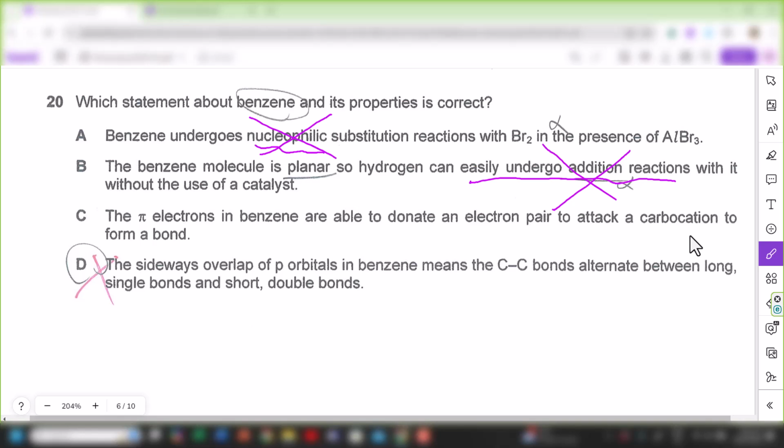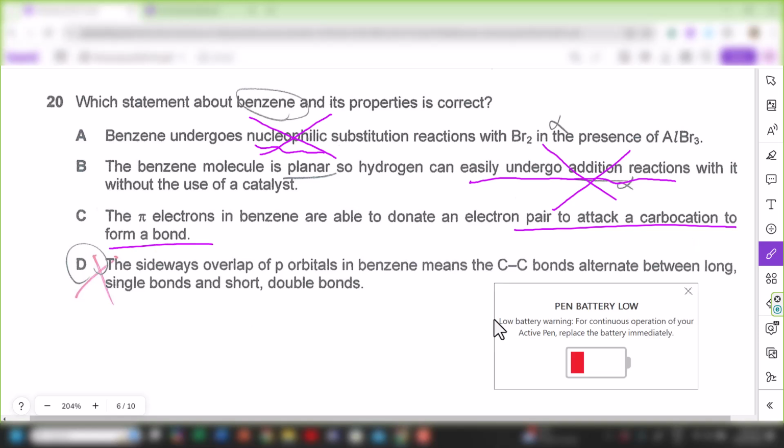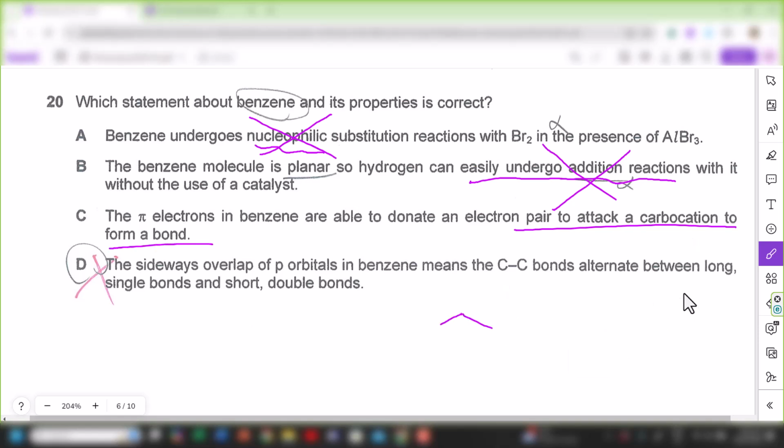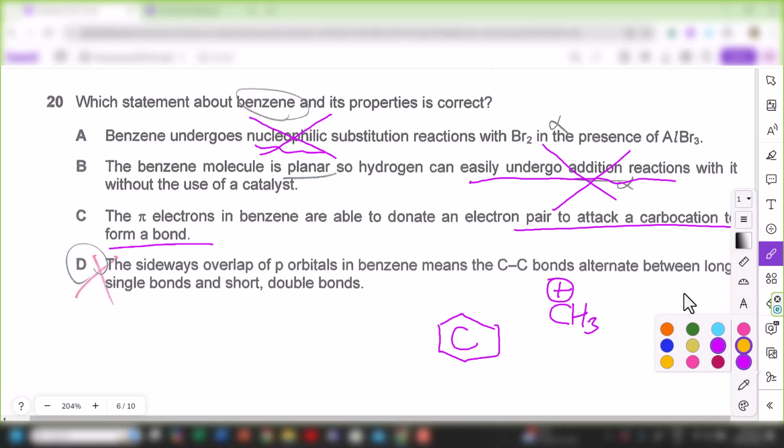The pi electrons in benzene are able to donate an electron pair to attack a carbocation to form a bond. This is true, right? For example, in Friedel-Crafts alkylation, if I have an electrophile, for example CH3+, then the electron-rich benzene ring will donate its electron pair towards the carbon. Am I right to say that that is what you have learned from the lecture?